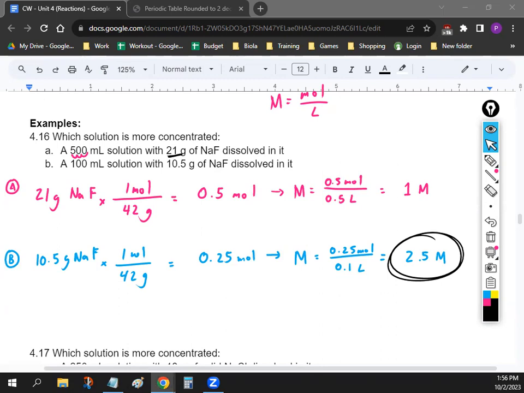Does it have to be a homogeneous mixture in order to have molarity? Great question. Technically no, but usually yes. We're going to be looking at homogeneous stuff, because if you have chunks of it in there, it's kind of hard to measure the actual molarity.